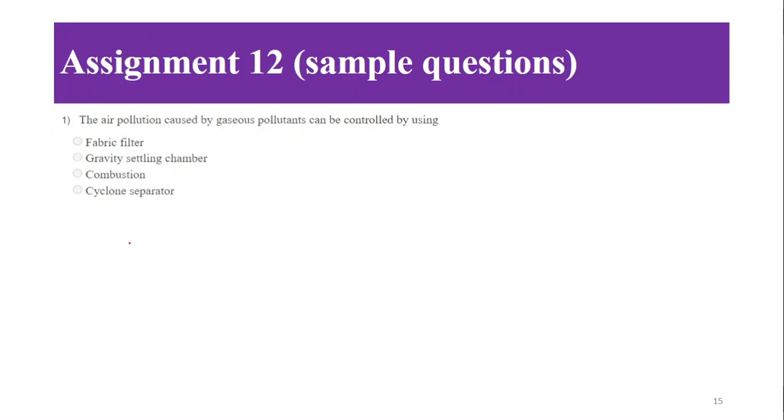Now we will discuss some sample questions related to the assignment, which will help you in solving the 12th assignment. The first question is: air pollution caused by gaseous pollutants can be controlled by using a fabric filter, gravity settling chamber, combustion, or cyclone separator. Can anybody give me the answer for this?